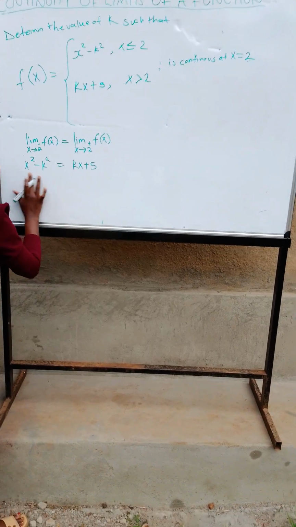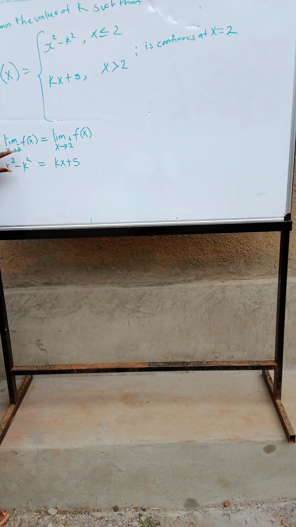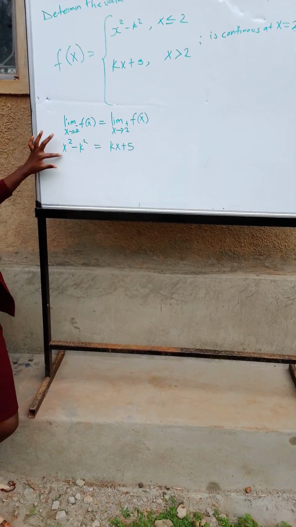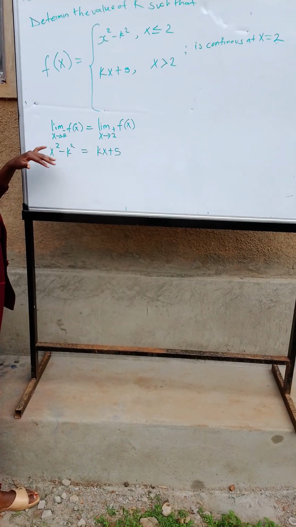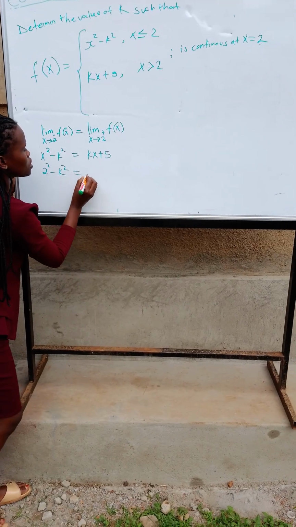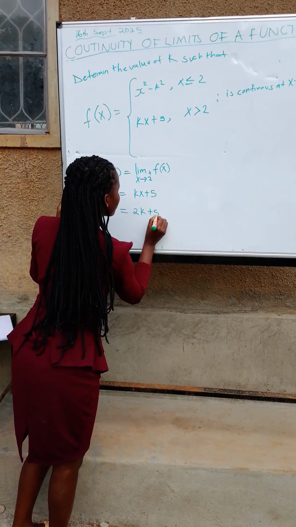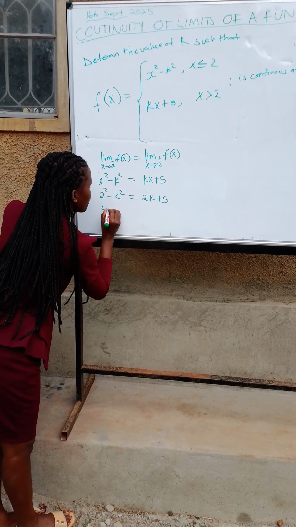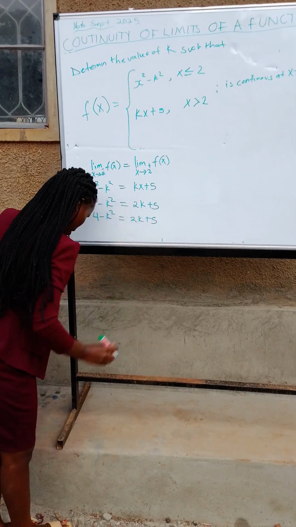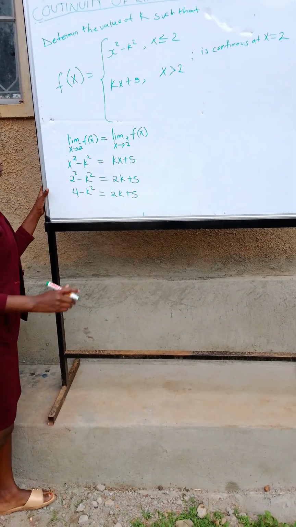From here we are going to first input. Remember we are calculating the limit as x approaches 2, so we input 2 in the place of x. This is equal to 2 squared minus k squared, which is equal to 2k plus 5. This is 4 minus k squared equal to 2k plus 5.